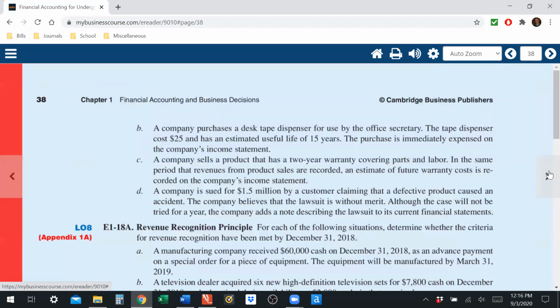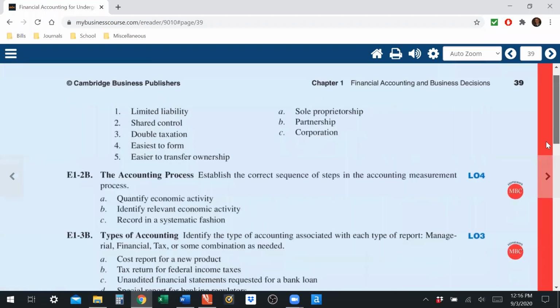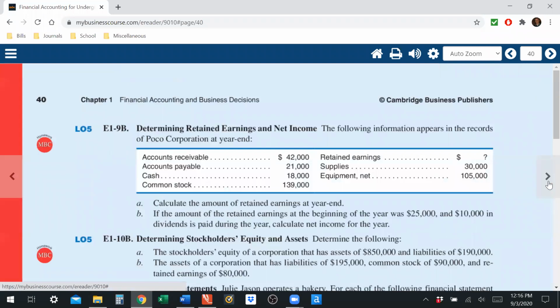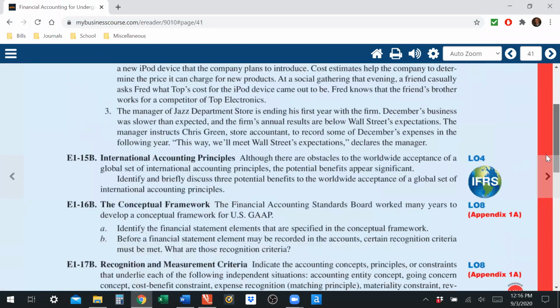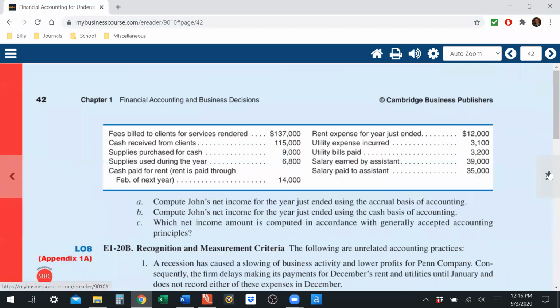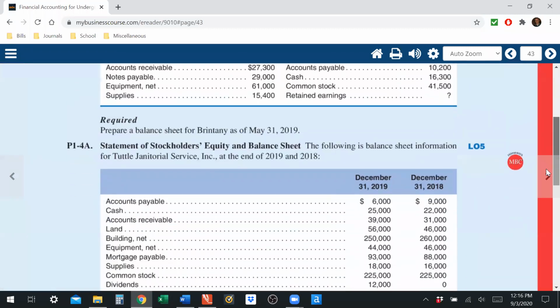So the exercises, there's an A set and a B set. The B set aren't any harder than the A set. They just take the numbers and change them. Same exact problems, they just change the numbers pretty much. The problems though are harder than the exercises, and the exercises are harder than the short exercises. Move to the problems. Problem 1-1, 1-2, 1-3, 1-4, this one.